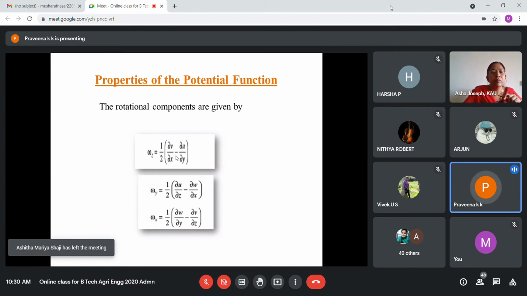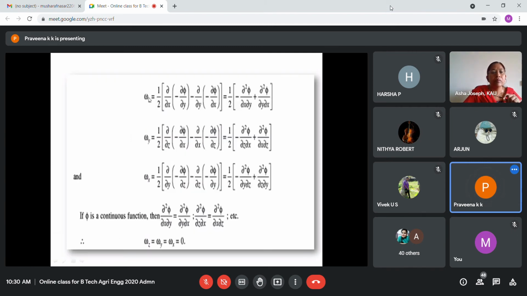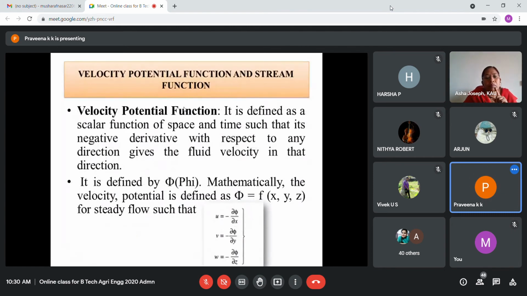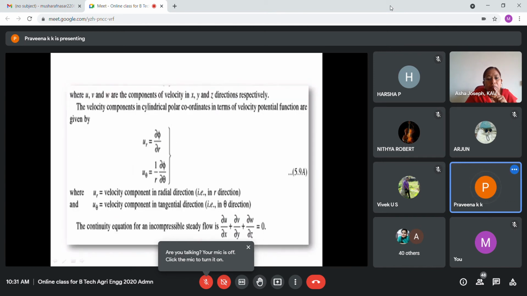And instead of this dou v by dou x, we are putting the expression for v like this. That is, instead of v, we have substituted this expression, that is minus dou phi by dou y. That is the expression for velocity potential, that is u equal to minus dou phi by dou x, v equal to minus dou phi by dou y, and w equal to minus dou phi by dou z.